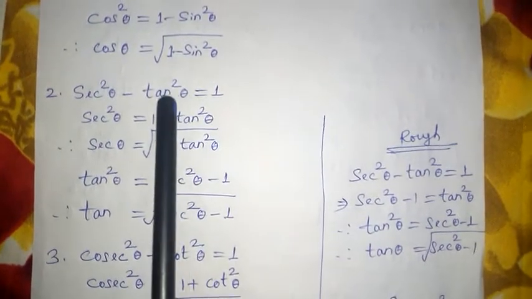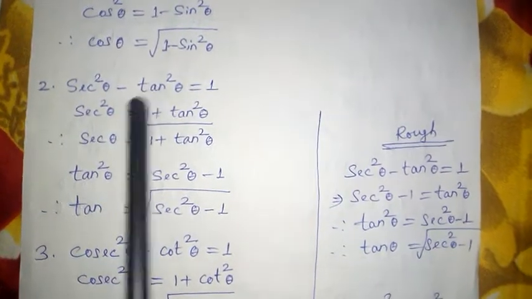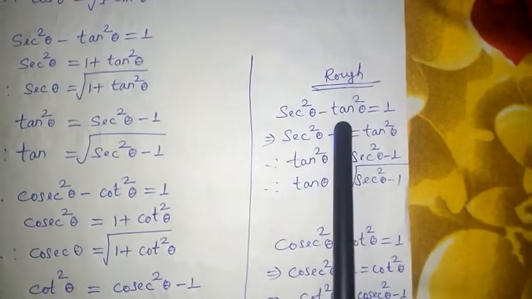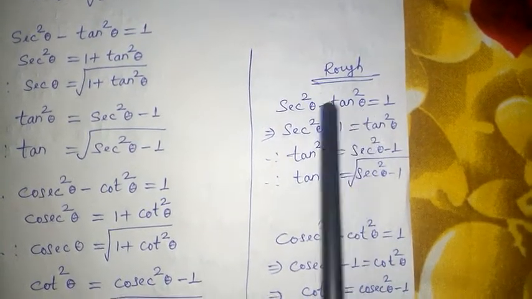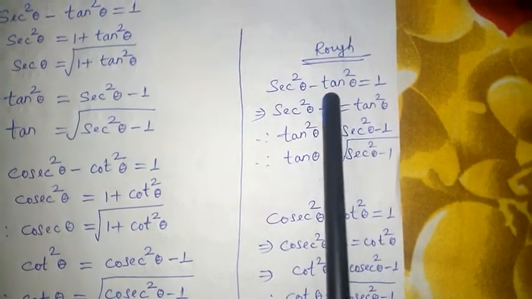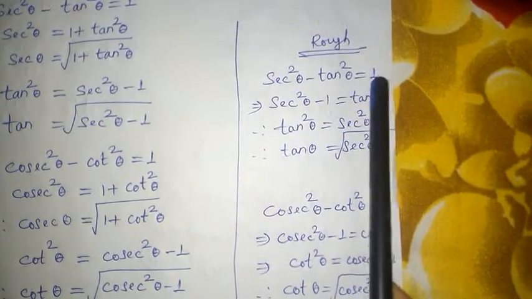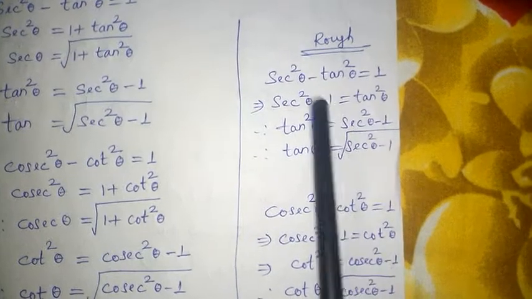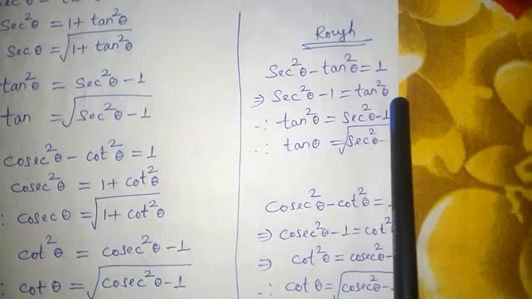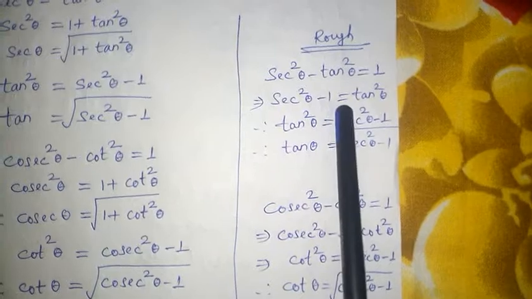Now similarly, if you make tan square theta alone, then sec square theta will move to the other side. But here we have minus, so first I will show you in the rough. If you want to remove the minus and make it plus, take this tan square theta to that side, the minus will become plus, and take this 1 to this side, and plus 1 will become minus 1. You will have sec square theta minus 1 equals tan square theta. So if you interchange, tan square theta equals sec square theta minus 1.